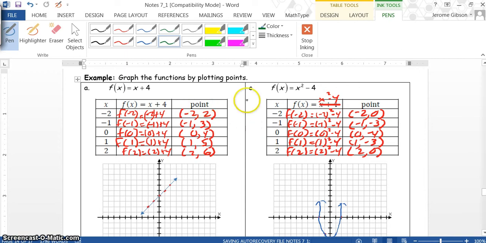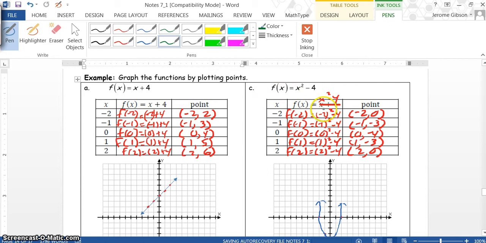Okay, class, picking up where we left off, we were coming to the next example here, where we need to graph the functions by plotting points. Now, I took the liberty of filling this out already, and you can pause this video in order to copy these values down. But we have f of x equals x plus 4. We substitute in -2, -1, 0, 1, and 2. And this will give us the following values.